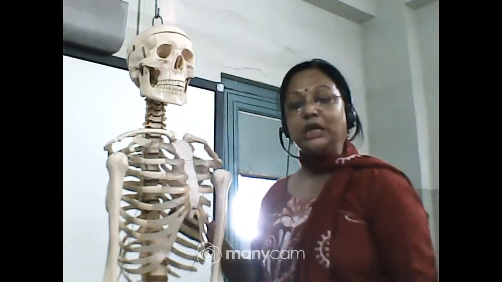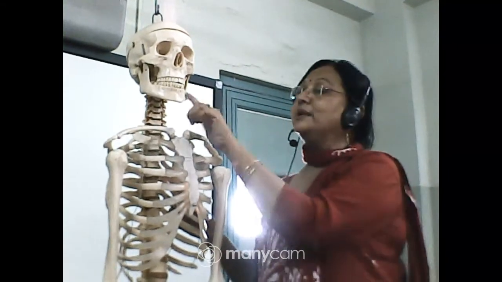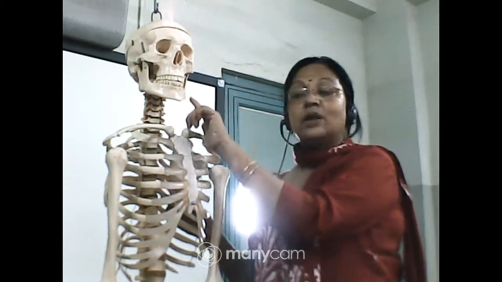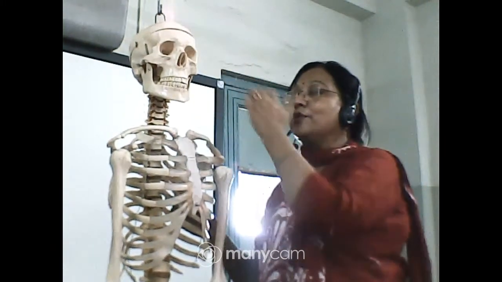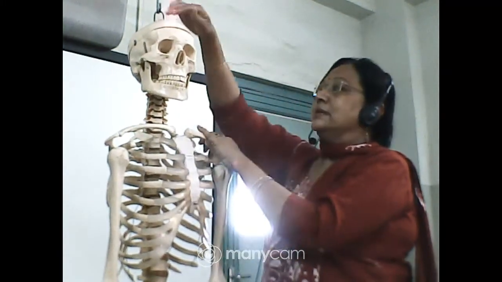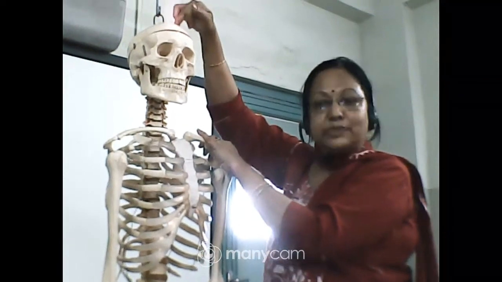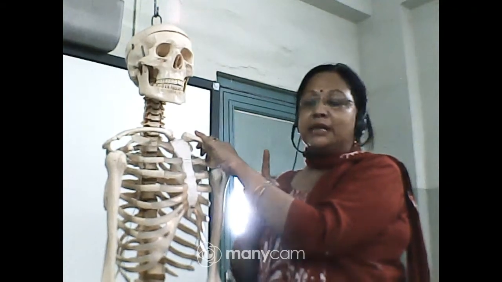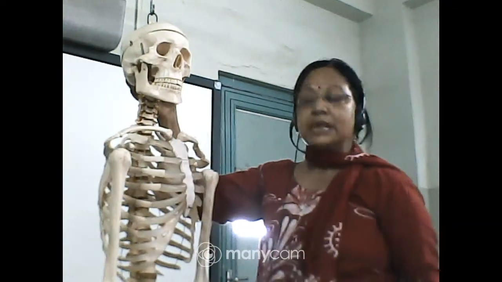If we want to talk or eat, only the lower part of our jaw we can move. The upper part you cannot move, and this is the cranium box in which the brain is protected. Any kind of jerk, any kind of shock, the brain is protected from it by this cranium box.